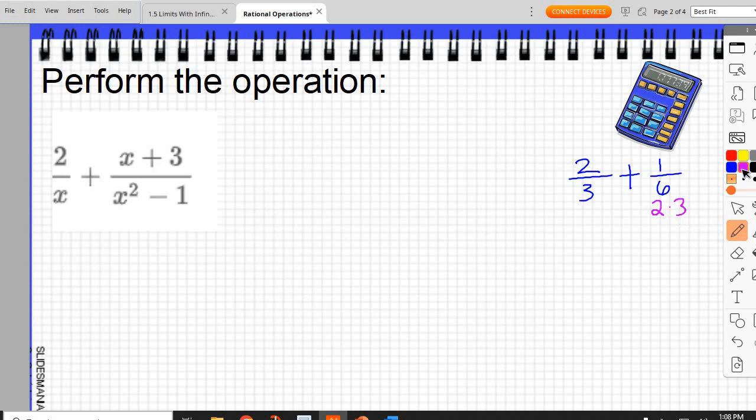2. So that means that I have to multiply the top and the bottom of my first fraction by what is missing, which in this case is 2. So then, what do I get for that first fraction? 4/6, and then here I still have 1/6. So then if I simplify that, what do I get? 5/6. Why is it 5/6 and not 5/12?